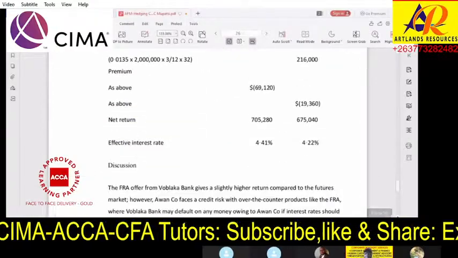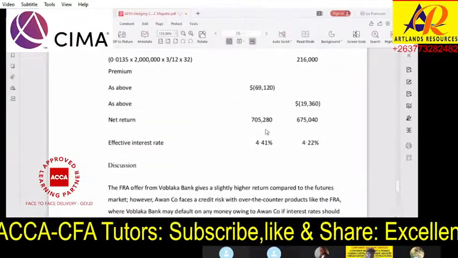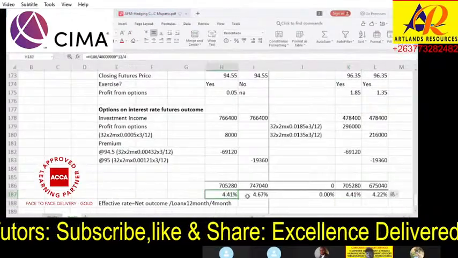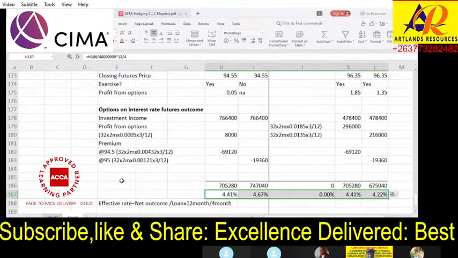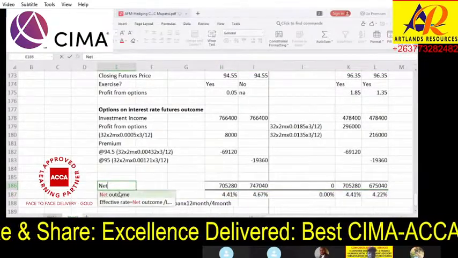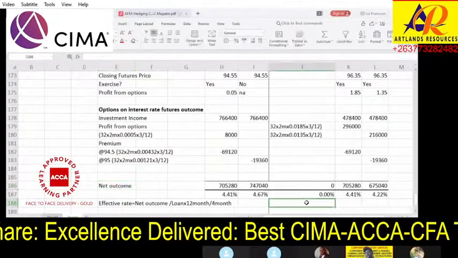are 4.41, 4.22, which is exactly what we have for these rates in the last line here. So this is the net outcome. Net outcome, you get that?